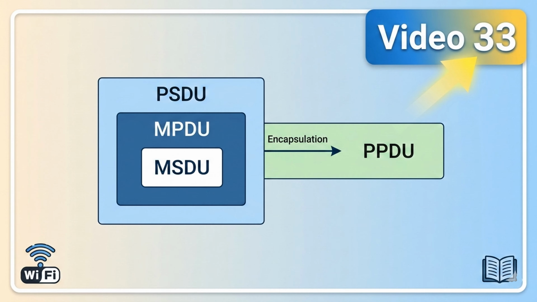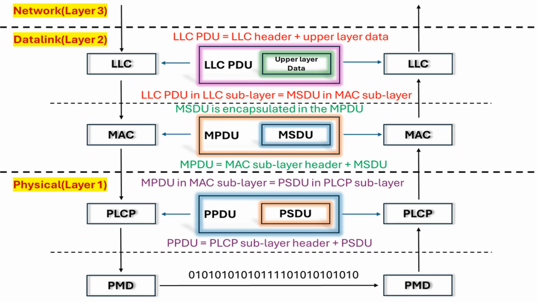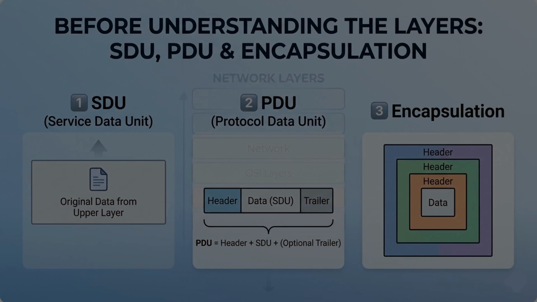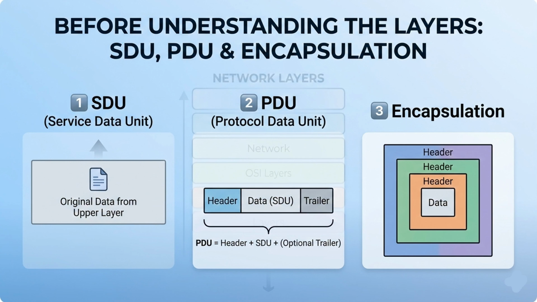What is MSDU, MPDU, PSDU and PPDU in Wi-Fi? MSDU, MPDU, PSDU and PPDU are the four components which act as the backbone of every Wi-Fi frame you'll ever analyze. Wi-Fi works in the bottom two layers of the OSI model, the physical layer and the data link layer. Let us understand a few basic things like SDU, PDU and encapsulation before looking at the layers.